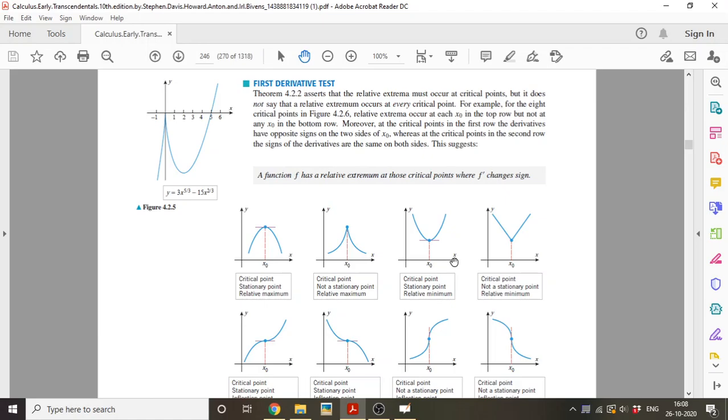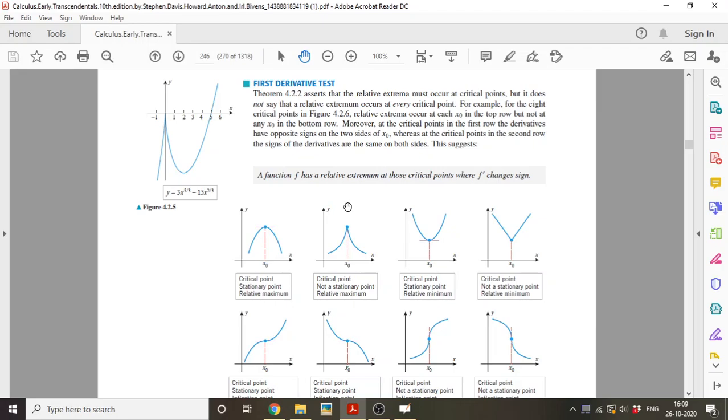So today we will look at a condition to identify when a critical point becomes either a local maximum or a local minimum. Using the first derivative we will find out a condition to identify local maximum and local minimum. The result we will see today is this: function f has a relative extremum at those critical points where f dash changes its sign. This is the summary of the first derivative test.